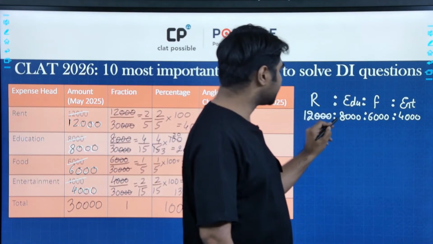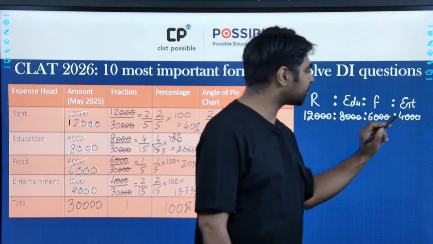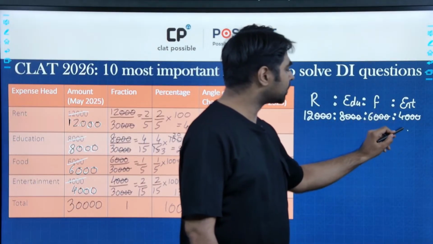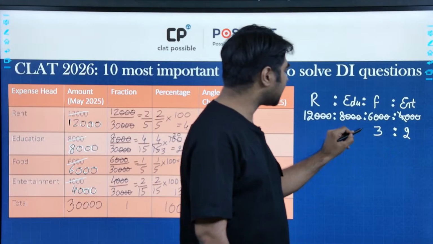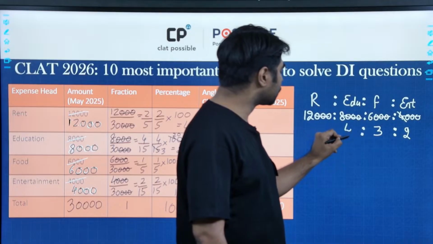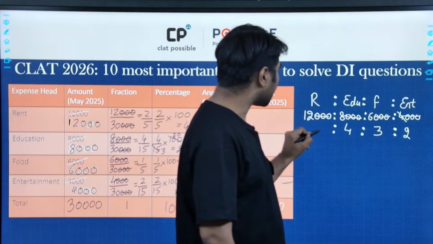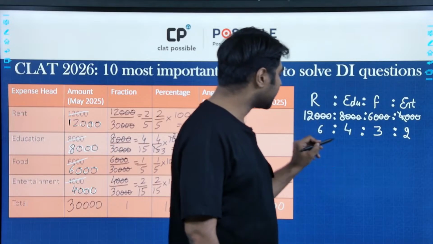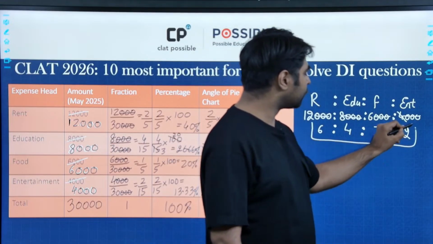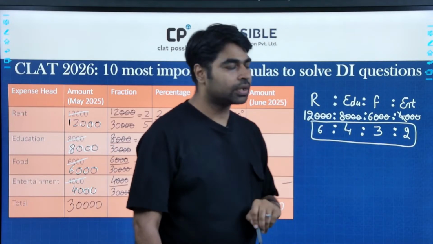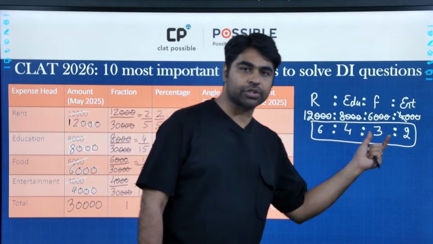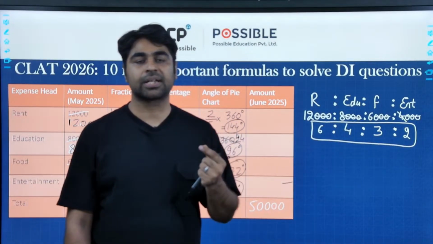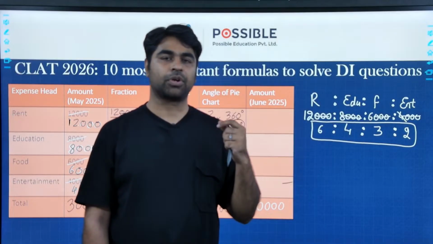Okay, 3 zeros, 3 zeros, 3 zeros, 3 zeros gone. 2 twos are 4. 2 threes are 6, 2 fours are 8, and 2 sixes are 12. Okay, so the ratio of the spendings would be in the ratio of 6 ratio 4 ratio 3 ratio 2. So it's not just about one part of it, it's about every part of it.